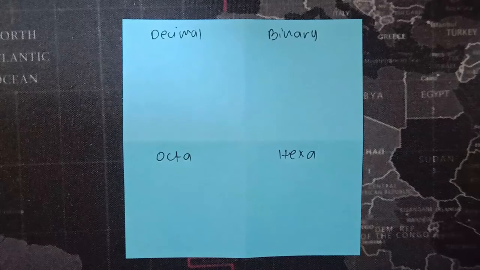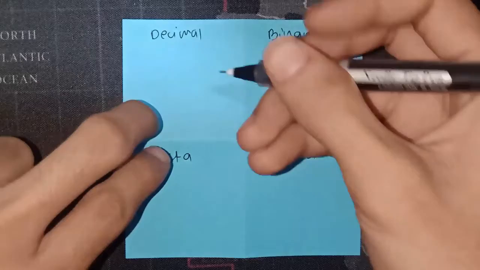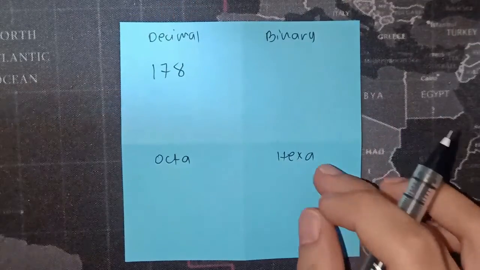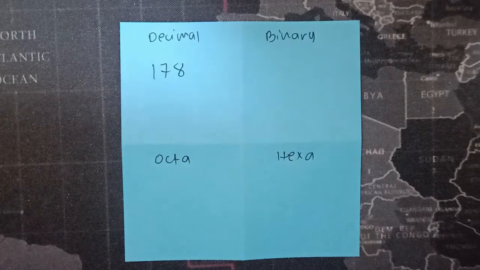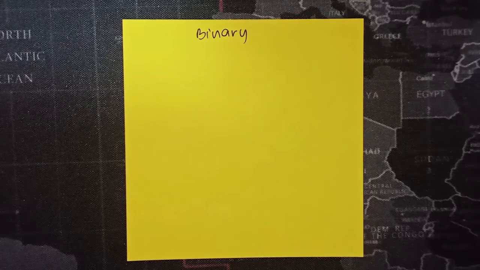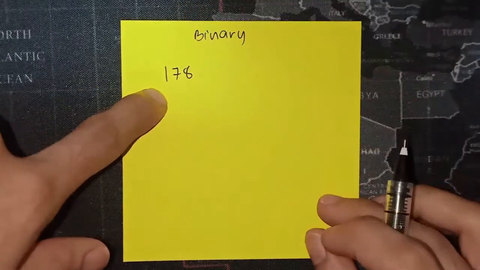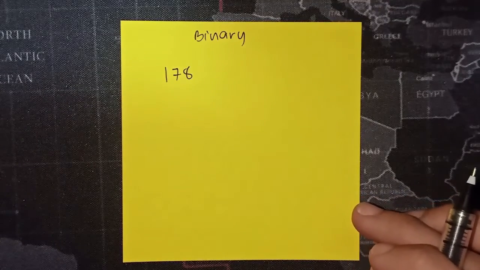In this video, the decimal that we're going to use is 178. Now that we have a decimal, the question is how to get the binary, octal, and hexadecimal using our given decimal. Let's now go first to binary. In getting the binary, we just have to divide the given decimal, which is 178, by 2 using synthetic division.